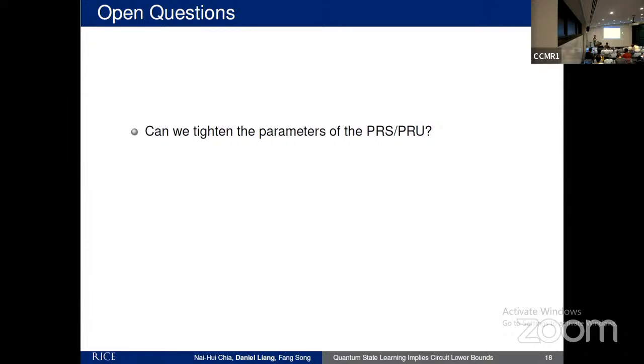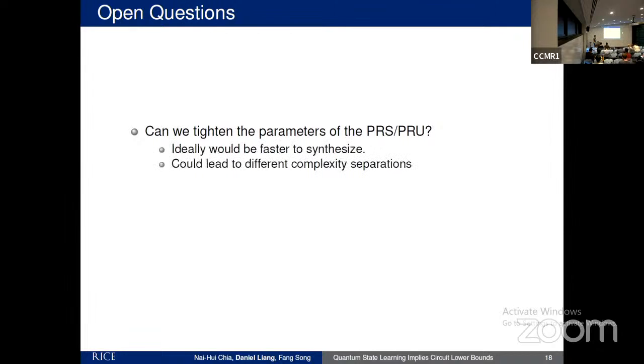So open problems are basically, can we tighten the parameters of this pseudorandom state or pseudorandom unitary that we create? Ideally, we would create these in less than exponential time. Like we want to get that down to polynomial time. Basically, it would lead to better and more interesting complexity theoretic separations.